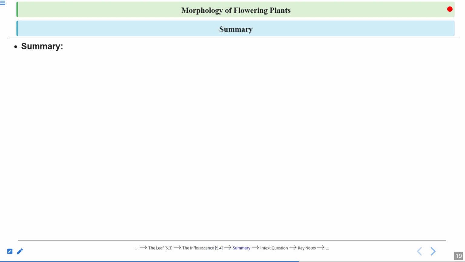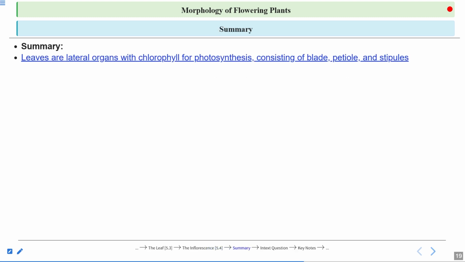Now let's summarize this entire lecture. We talked about the leaf and the inflorescence. Leaves are lateral organs. They have a flattened structure. They contain chlorophyll, which is very important for photosynthesis. The parts of the leaf are the blade, also known as lamina, the petiole, which is the stalk of the leaf, and the stipules. The stipules provide protection to the young leaves. We talked about the function of the petiole also. The petioles help in the fluttering of the leaves, which helps the leaves to cool down. The blade helps to capture light energy.